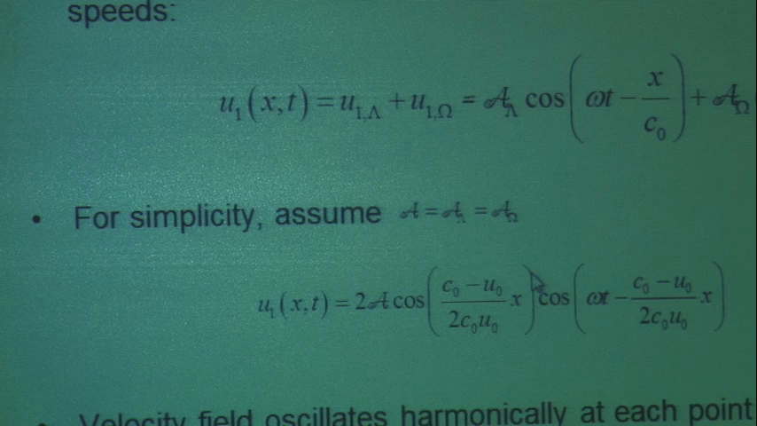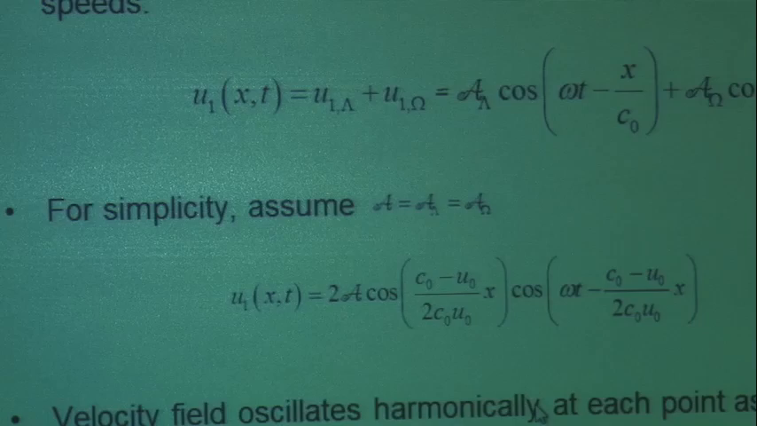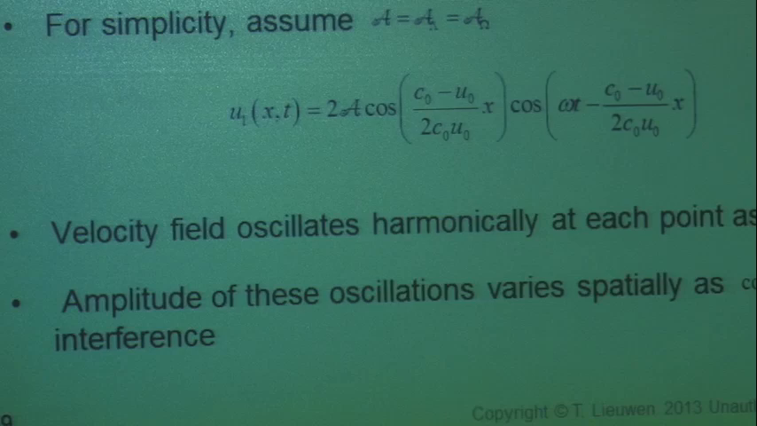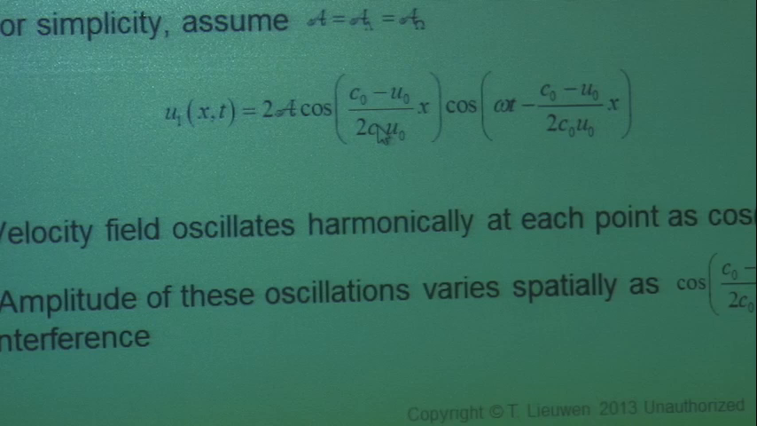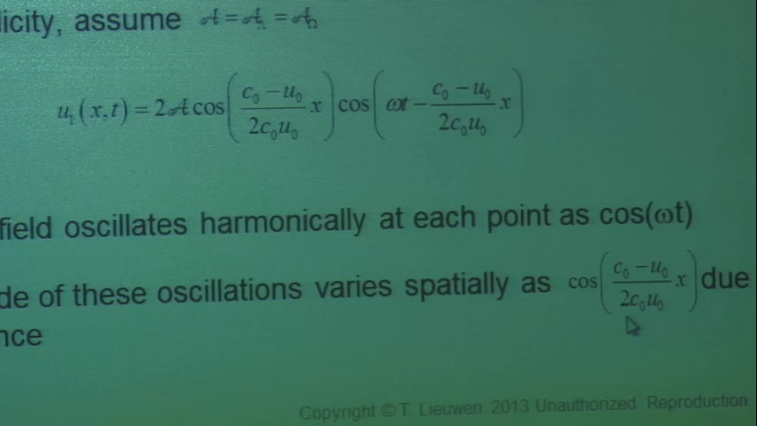You'll see that this term right here has no time dependence. It only varies in space. This term right here has both. This looks like a traveling wave, and it's doing something weird here. But basically, this describes modulation in time of the disturbance. So the velocity field is oscillating harmonically at each point as cosine omega t with some spatial phase shift. But it also tells you that if you measure the amplitude of the velocity fluctuations, it's varying as cosine of (c naught minus u naught) times x over 2 c naught u naught.